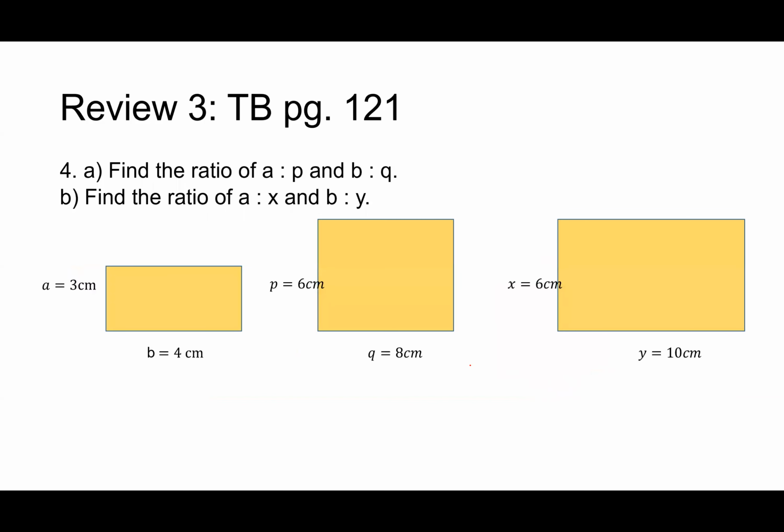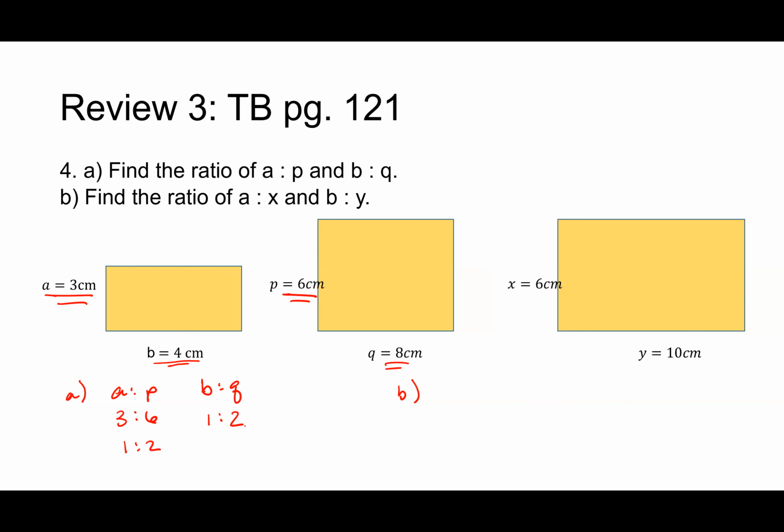Okay. All right. Number 4A, find the ratio of A to P and B to Q. All right, let's find A. Here's A to P. Let's go ahead and write that down. We've got 3 to 6. What is A to P simplified, Elijah? 1 to 2. And then it wanted us to find B to Q. So there's my B and there's my Q. All right, what is the simplified ratio of B to Q? Kala? 1 to 2. I'm looking at the wrong number.